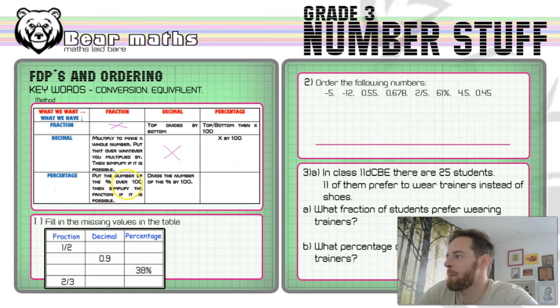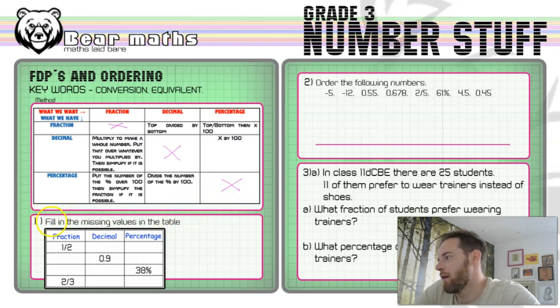Percentage to a fraction, you put the number that is the percentage over 100 and then simplify the fraction, then you've done that percentage to a fraction conversion. And then percentage to a decimal, divide the number of the percentage by 100, just the exact opposite of decimal to percentage. Percentage to percentage, not necessary.